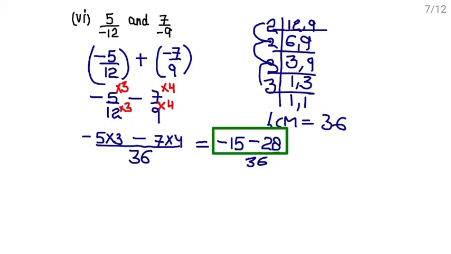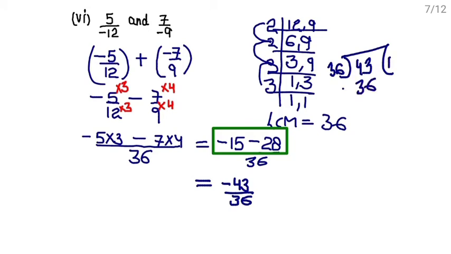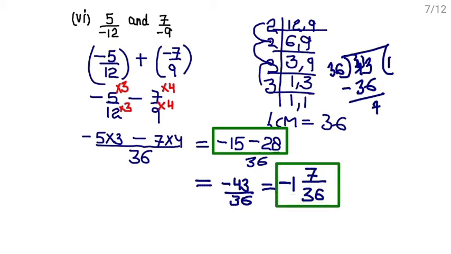These two numerators have same sign. So these will be added. Add them. 15 plus 28 is 43. Sign will be of greater numeral, which is minus, upon 36. So try to write 36 ones are 36. Subtract 43 minus 36 is 7. So this can be written as 1. Denominator will remain same and the numerator will be 7 and this will be of minus sign. Right? So this is minus 1 whole 7 upon 36.